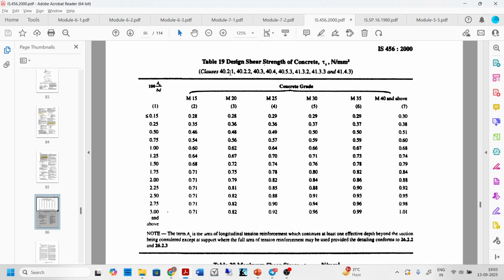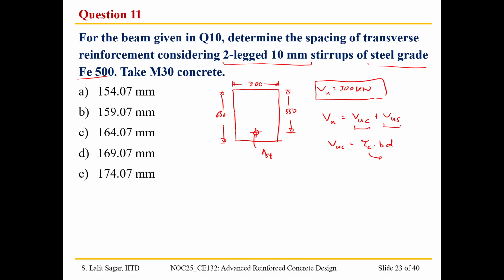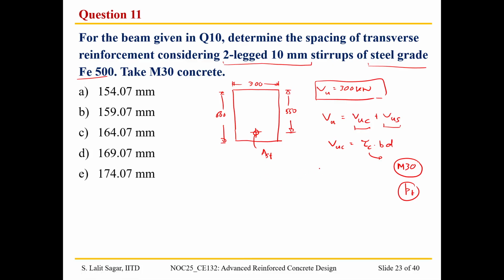And to get the value of tau c, what do we need? We need the grade of concrete and the percentage of tensile reinforcement. We know that the grade of concrete is M30, and we need to determine the value of PT. PT is given by 100 into AST by BD. So what is the value of AST? Let us calculate.